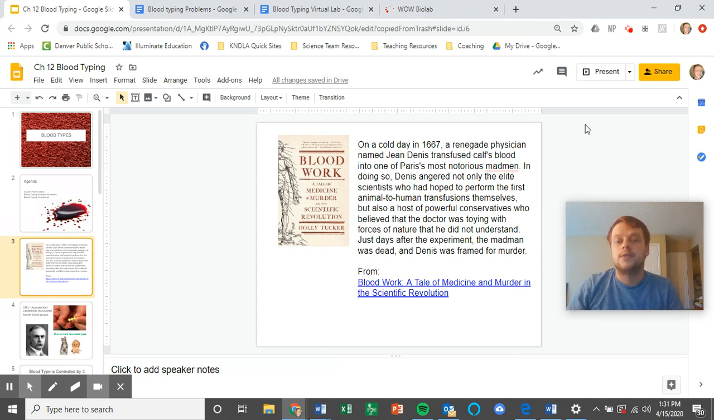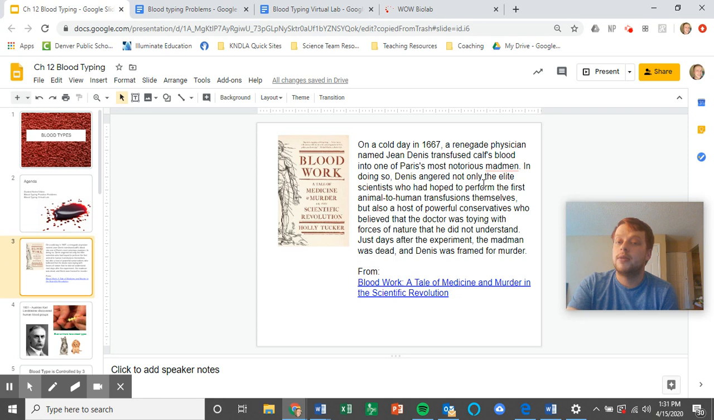The first transfusion that was actually attempted was in 1667. I got this from a book called Blood Work. It's a really interesting book, so if you have free time and you want to look at a PDF of it, let me know. I'll try to find a free copy for you. But in 1667, a physician named Jean Denis transfused calf blood from a cow into a madman in Paris.